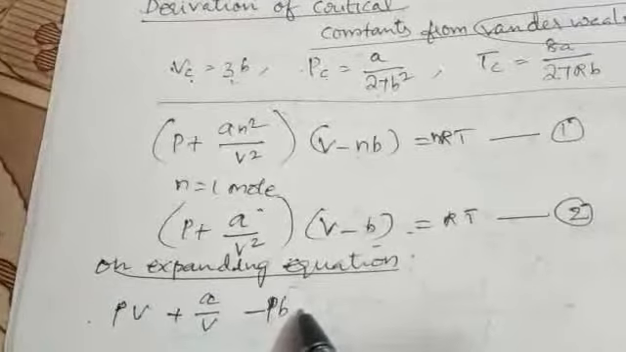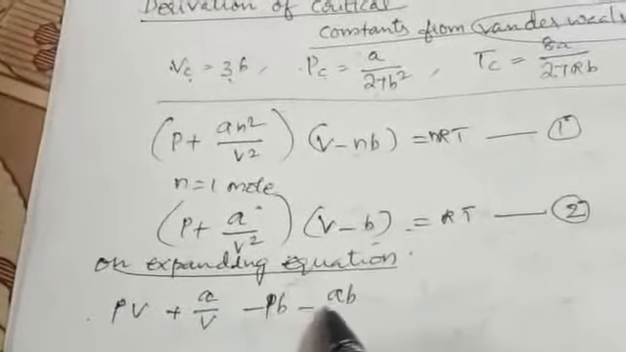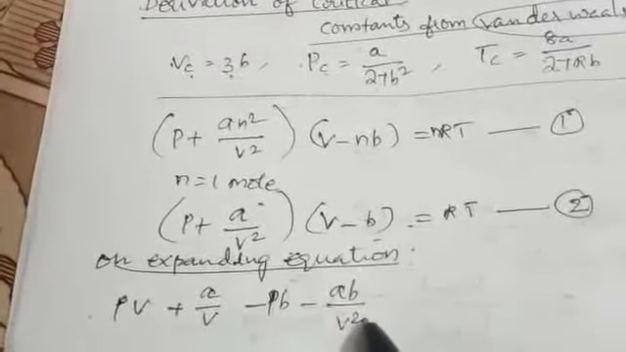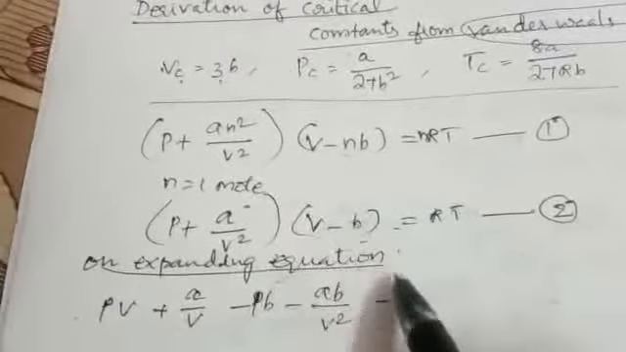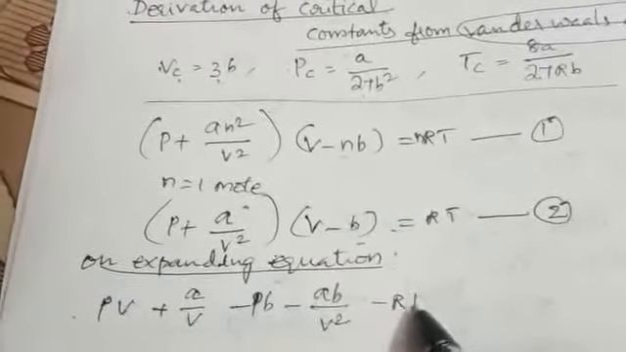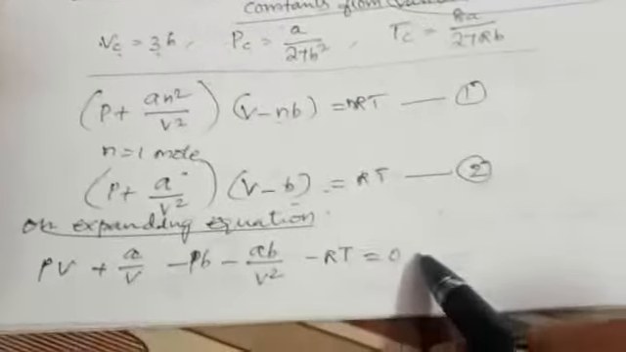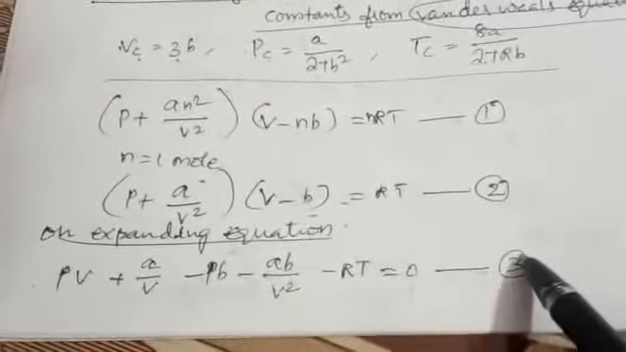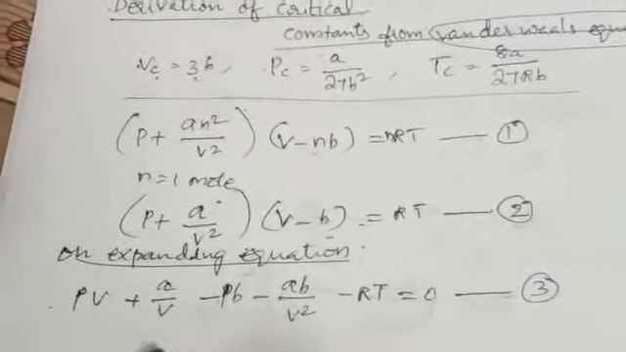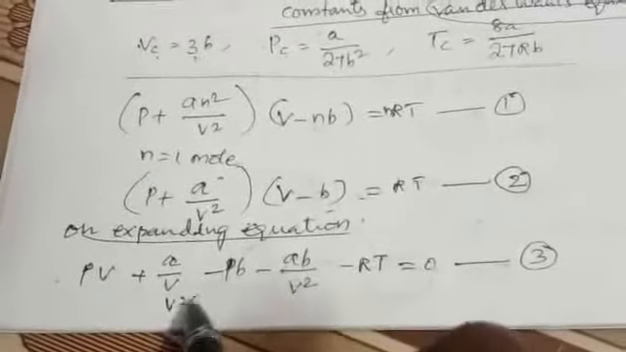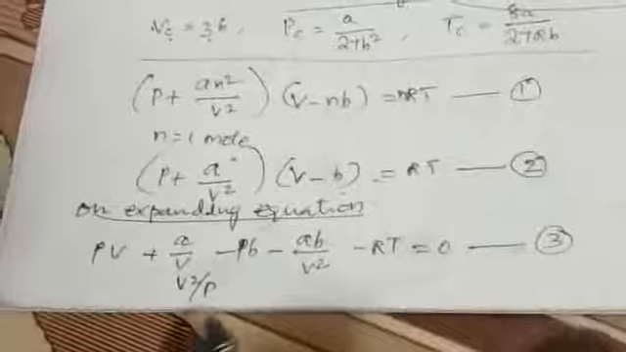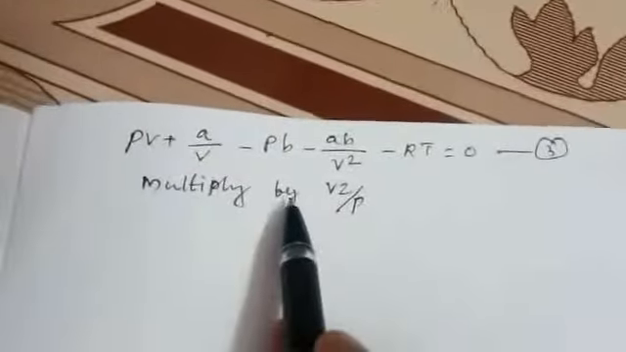PP minus AB by V squared minus RT come to the right side. So plus come into minus equal to 0. Equation number 3. Equation 3, multiply with V squared P. Third equation multiply by V squared P.